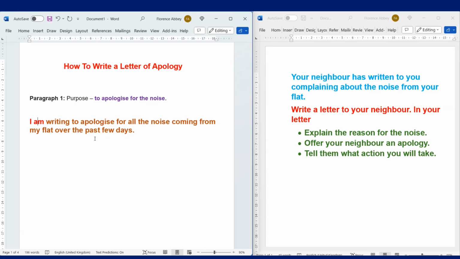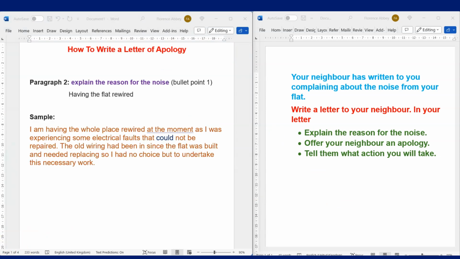For maybe a letter of apology to a friend, then you know that you are writing an informal letter, so you must write in contractions, like I'm. So that is how you go about it. Now, after writing the purpose, we move on to the second paragraph, which will answer our first bullet point, explaining the reason for the noise.